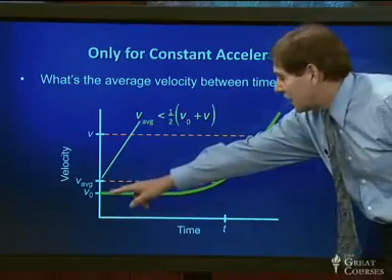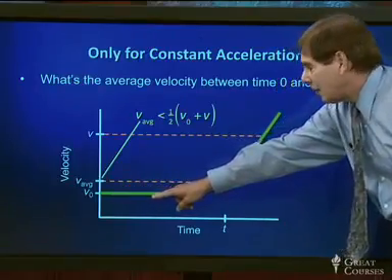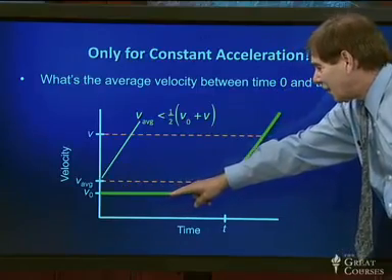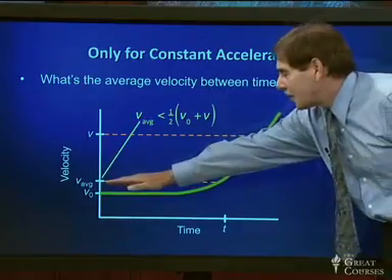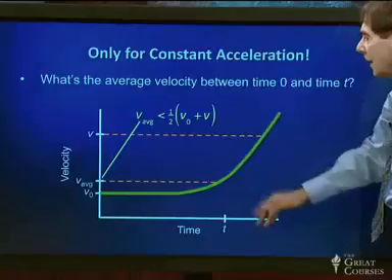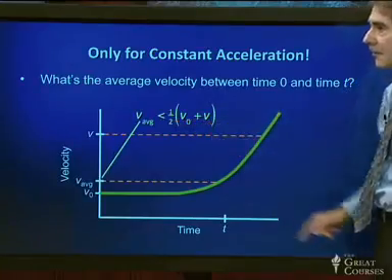Here's a case where the velocity was close to v naught for a long time. In other words, the object wasn't accelerating much, and then it accelerated rapidly to higher velocities. And in that case, the average is going to be much closer to that initial velocity. It's not going to be halfway in between. It's less than a half v naught plus v.